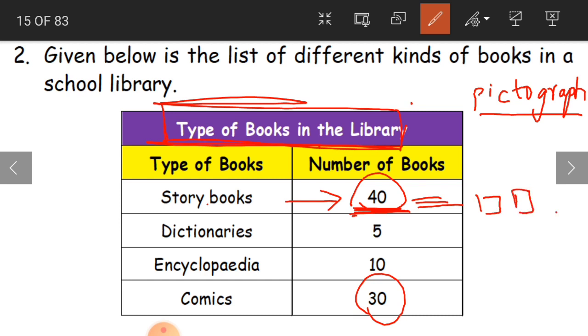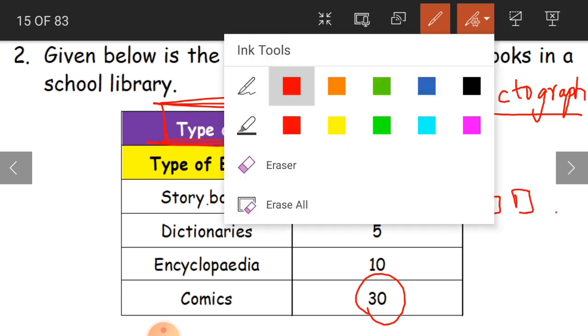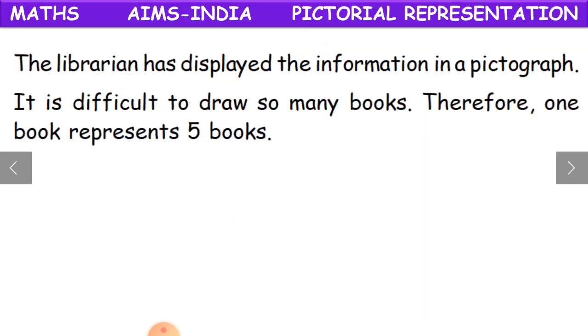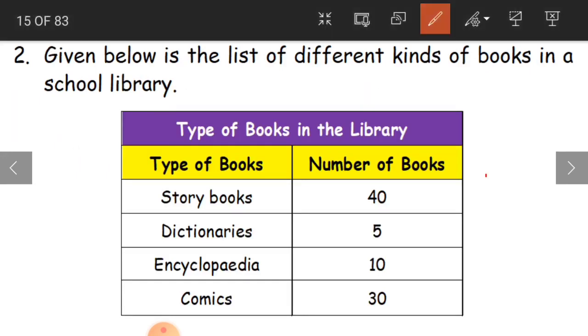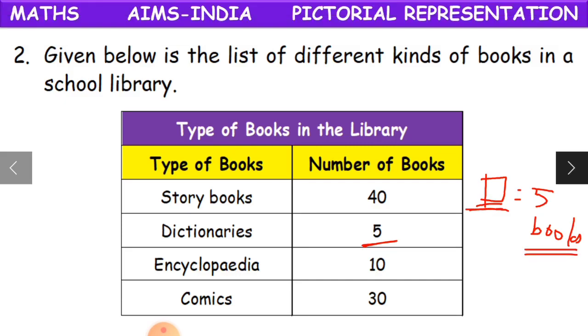It will be difficult for us. So what are we doing? We look for a number, that is, one book represents 5 books. So what we'll do is we'll draw one book, but we'll say that one book is equal to 5 books. One picture of a book is equal to 5 number of books. Understood, children? One picture of a book is equal to 5 books.